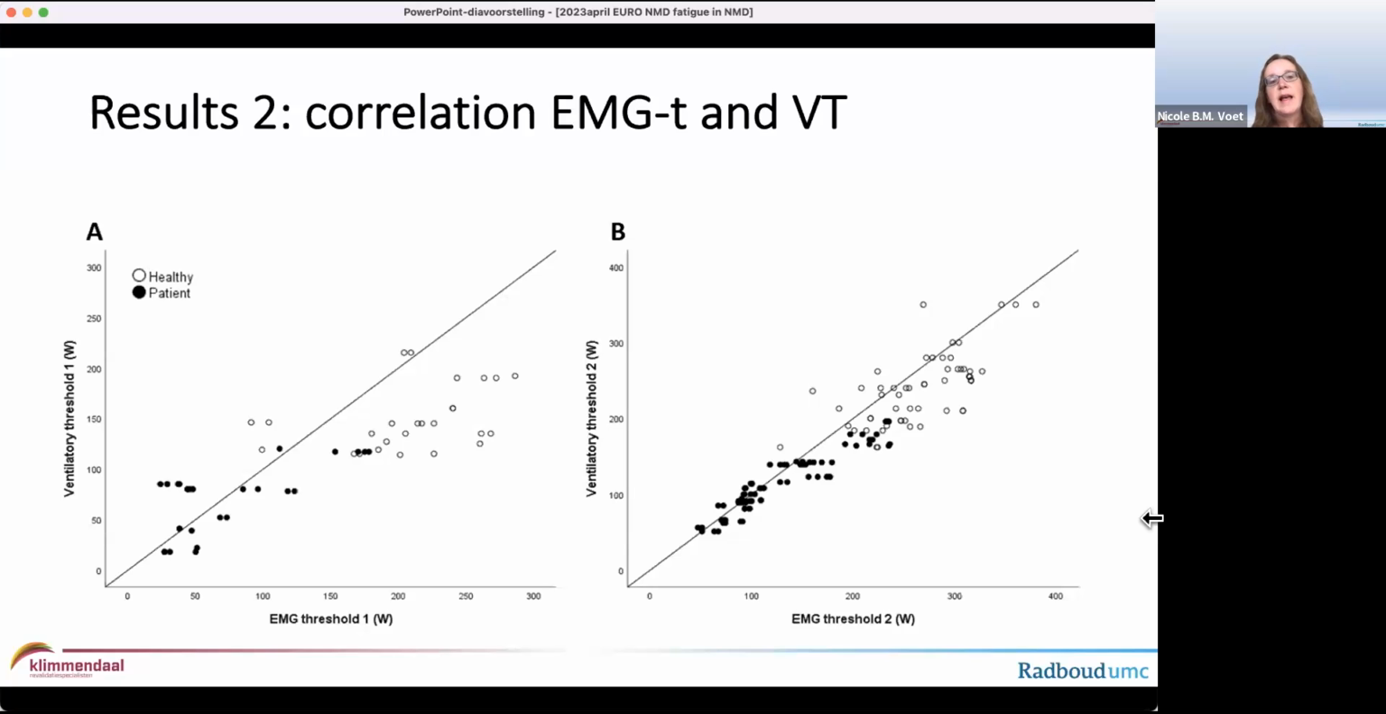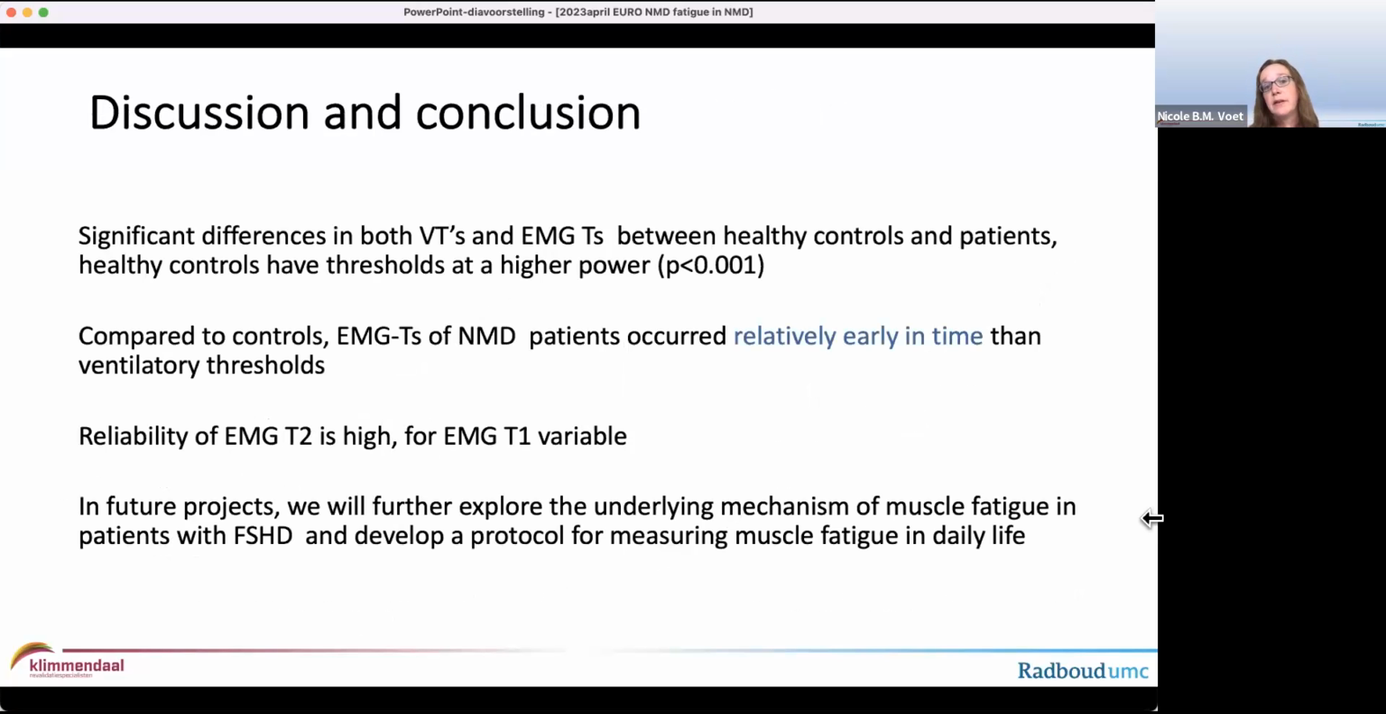And you can see that for the healthy subjects, the EMG threshold was later in time than the ventilatory threshold. But in the patients, the EMG thresholds were, compared to the healthy subjects, earlier in time than the ventilatory thresholds, especially for the first threshold. Or in other words, muscles fatigue earlier than can be measured in the ventilatory thresholds. So we saw significant differences in the thresholds between groups, and especially the first EMG threshold, so when the lactate starts to accumulate, occurred earlier in time.